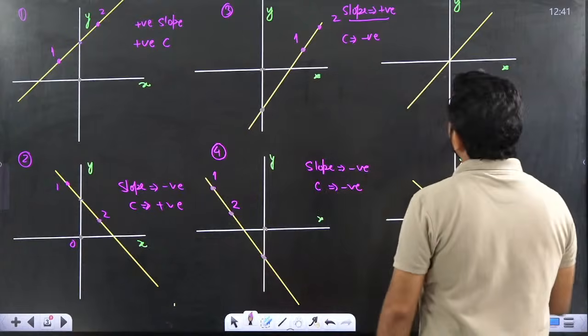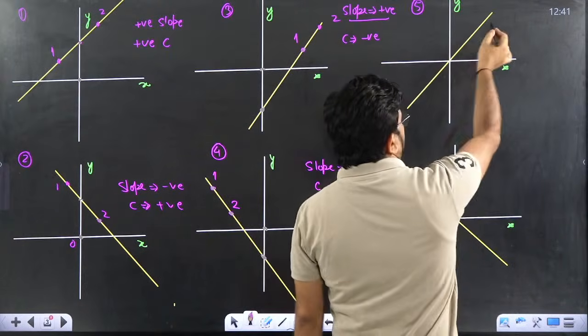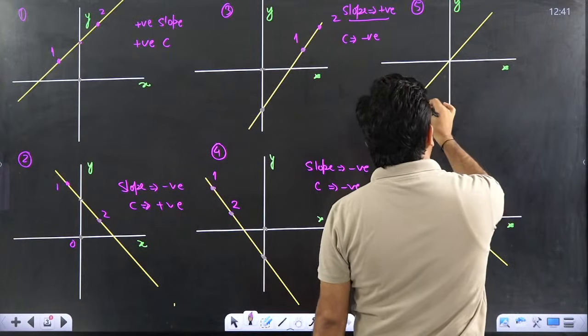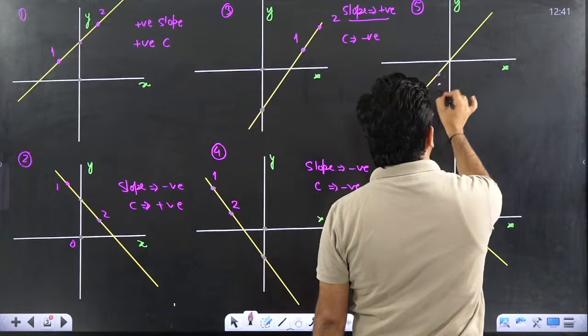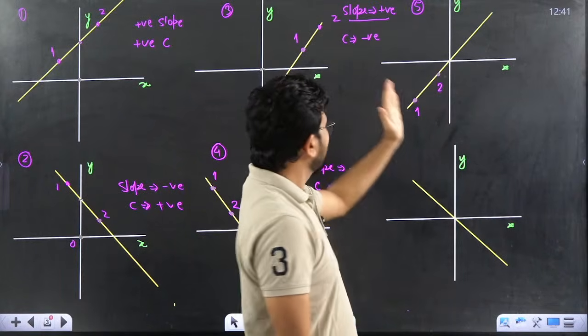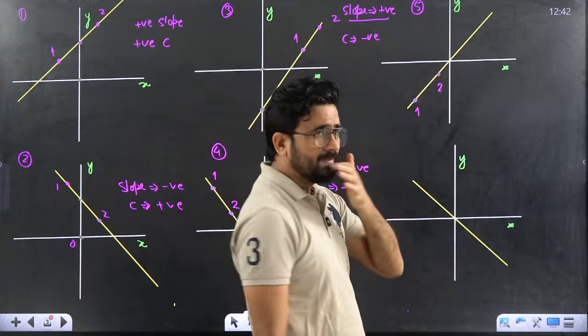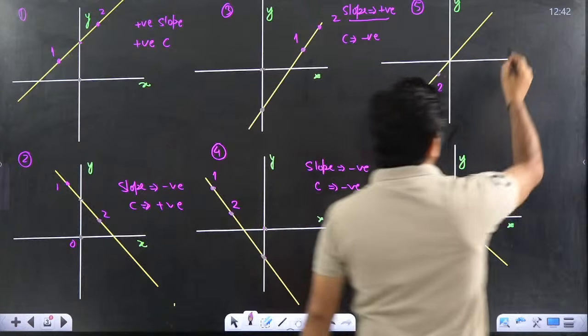Now come to the 5th problem. Here any 2 points you can choose. Suppose this is 1, this is 2. Left to right I am moving. In this question what is happening? Please check. 1 to 2, height is increasing, means slope is positive.